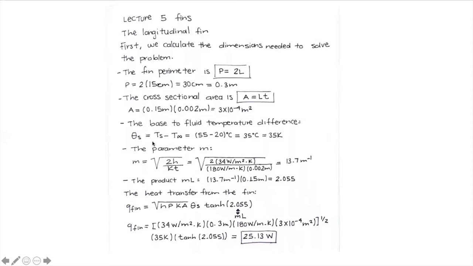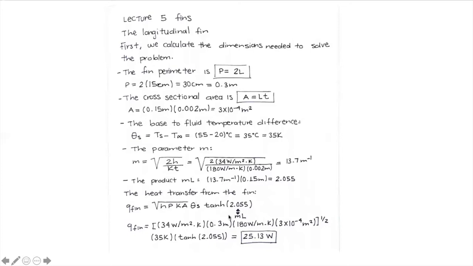Then I calculate the parameter of the fin, the square root of 2H over KT: 2 times the convective heat transfer coefficient, that is given, over the thermal conductivity of the material times the thickness, which gives me 13.7 meters to the minus 1. Then I multiply that by L because I need the product ML for my tangent hyperbolic, and I got 2.055. Then I have every parameter evaluated to put into the heat transfer from the fin equation, right? And it's what I do here.